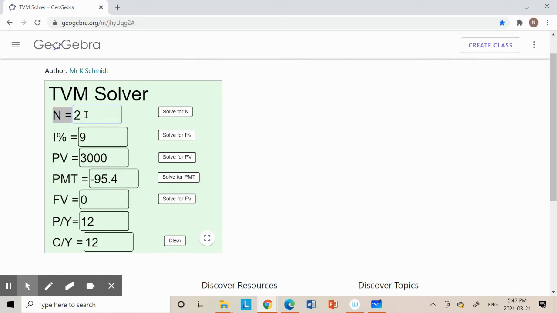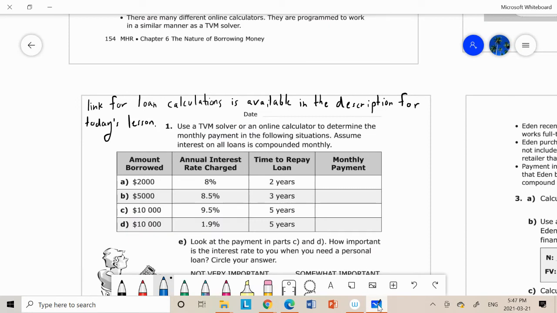2 years is 24 payments. Interest given to us was 8%. Amount borrowed, $2,000. And payments per year and compounded per year 12 times. And when we press solve for PMT, PMT stands for payment, it's 90.45. So let's update that in our table.